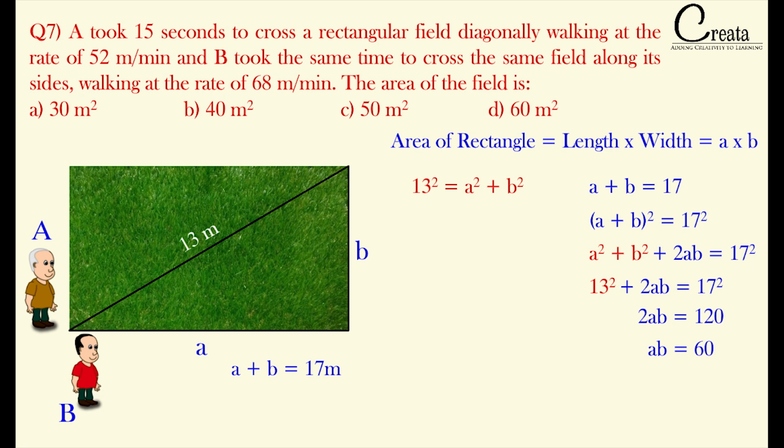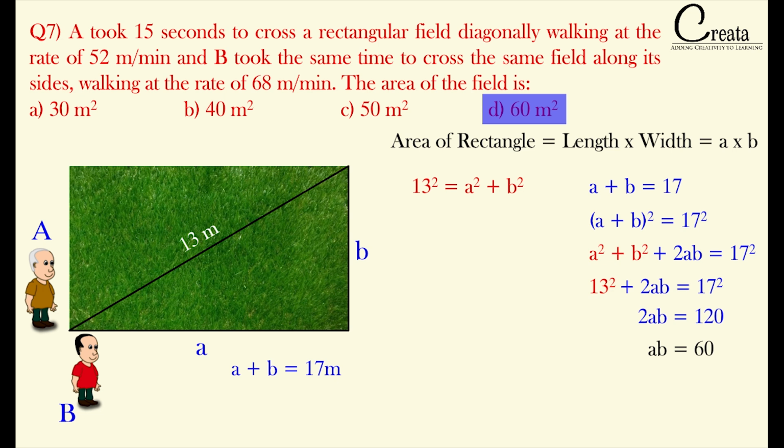And here a into b is the area of this rectangle, that is length into width. We have assumed the dimension of this rectangle as a into b, and we know area of the rectangle is length into width. So we got a into b as the area of this rectangle. And we got a into b as 60 meter square, that is the answer of this question. Okay, got it.